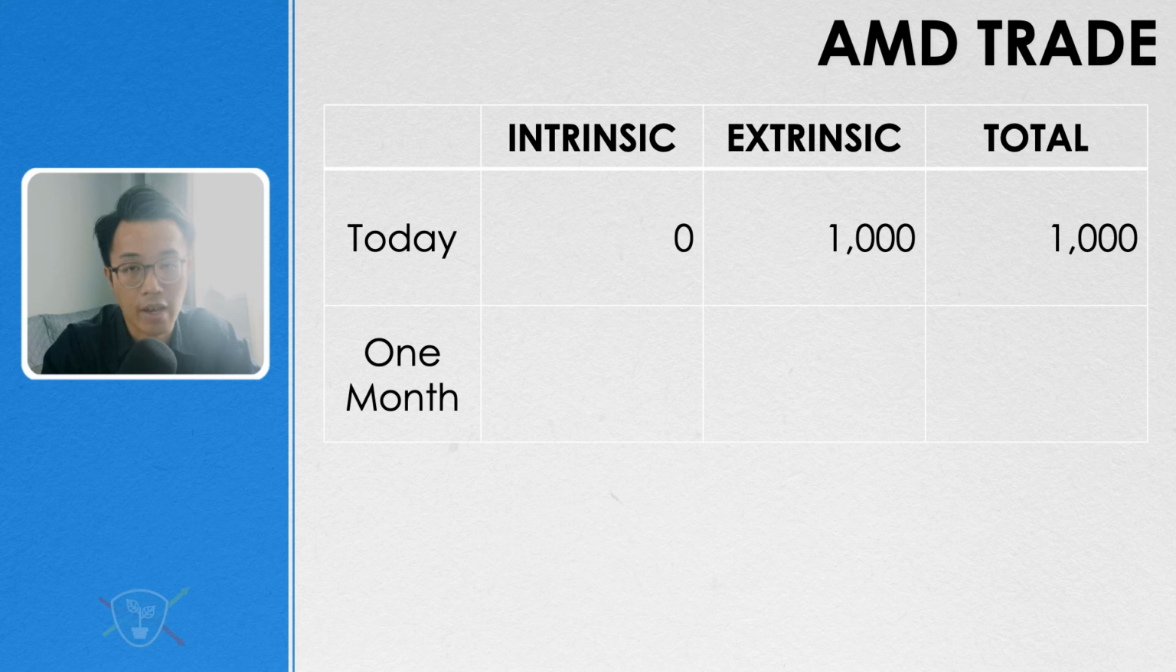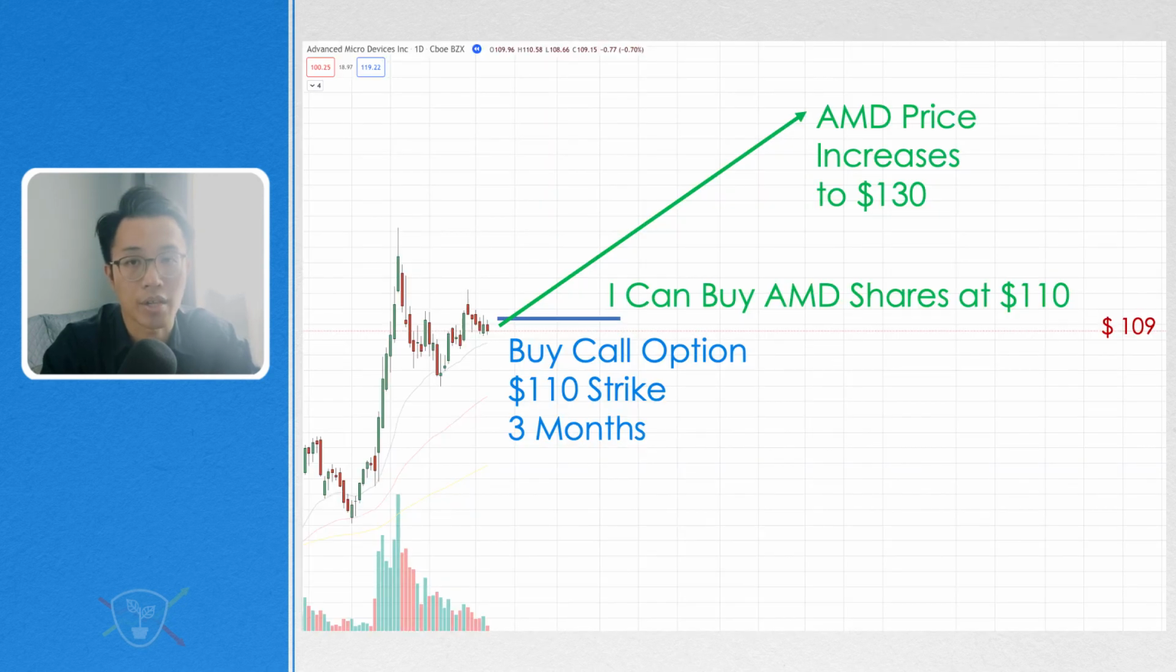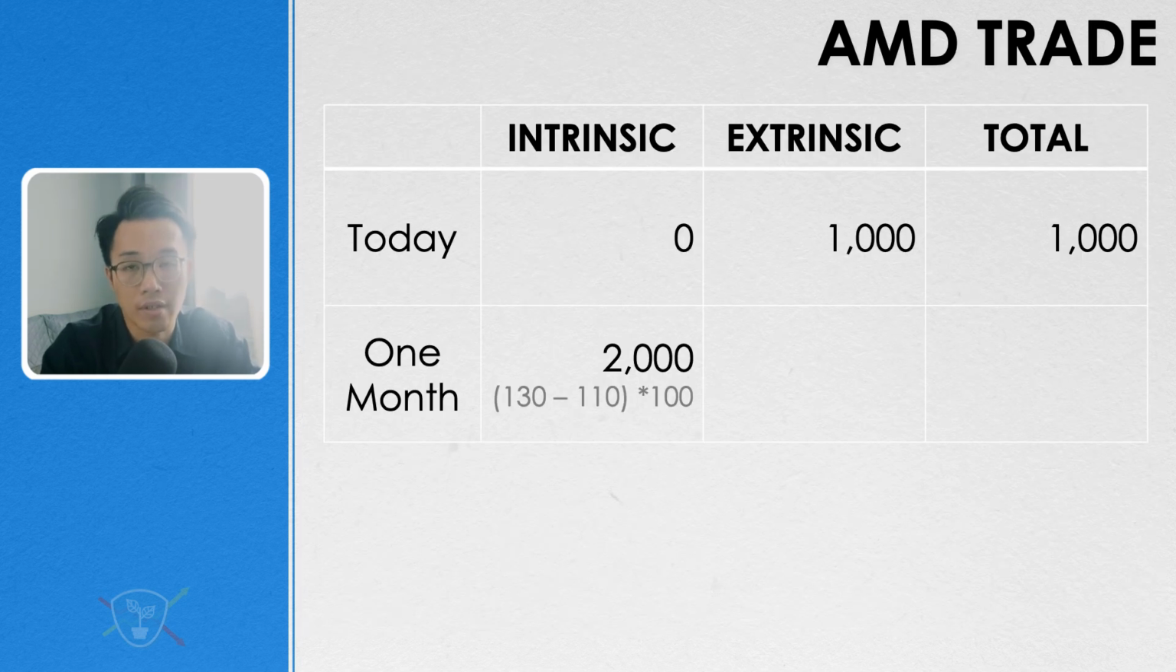The intrinsic value of the option is the value of the option if it were to be exercised today. If I exercise my option, I will buy 100 shares for $110 and I'll immediately sell it for $130. So that's $130 minus $110 times 100 shares. So that gives me a profit of $2,000. Now, because the option contract is 1 month closer to its expiration, the extrinsic value has shrunk.